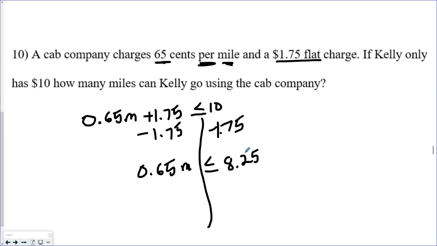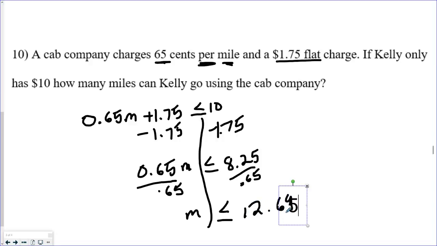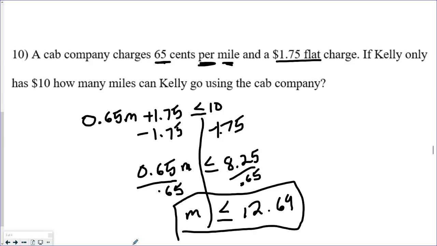And then just like before, we're going to divide this by my multiplier. So divide it by 0.65. And you get an amount of less than or equal to 12.69, roughly. Whoops, sorry about that. So 12.69 miles is about as far as she can go on the $10 that she has. So when she's making her plans, she better make sure that they're within that mile range.